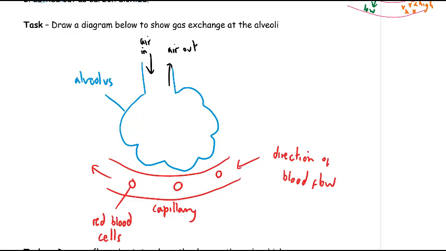So what happens is air comes in and that contains lots of oxygen. It diffuses through the wall of the alveolus, through the wall of the capillary and into the red blood cell, and then gets carried away to the rest of the body to the respiring cells. The carbon dioxide gets produced in respiration and it travels back to the lungs and diffuses from the blood into the alveolus, and then we breathe it out. And that's how gas exchange happens.